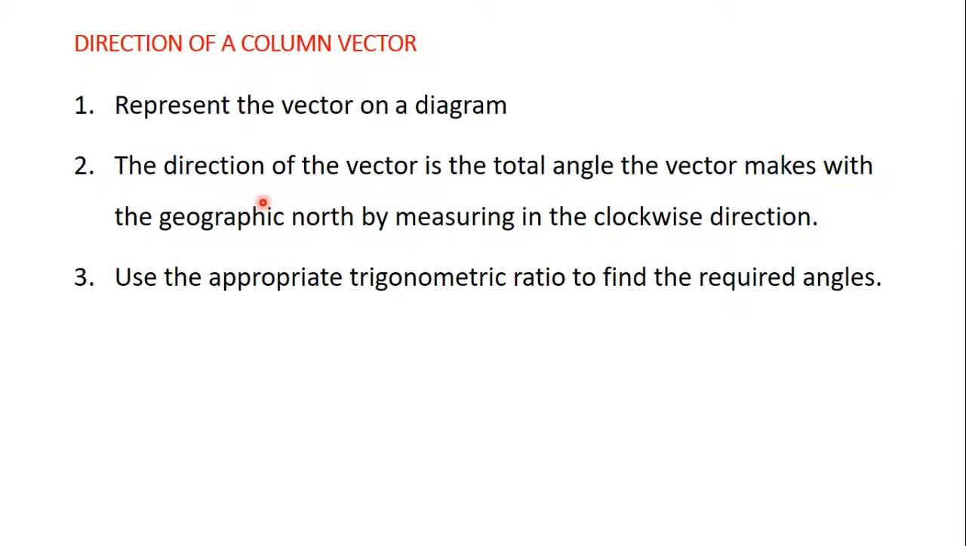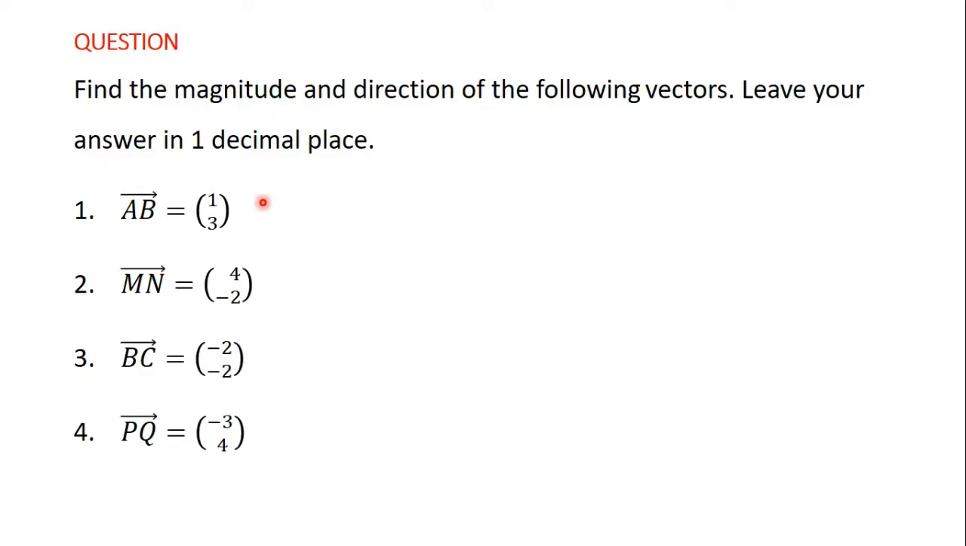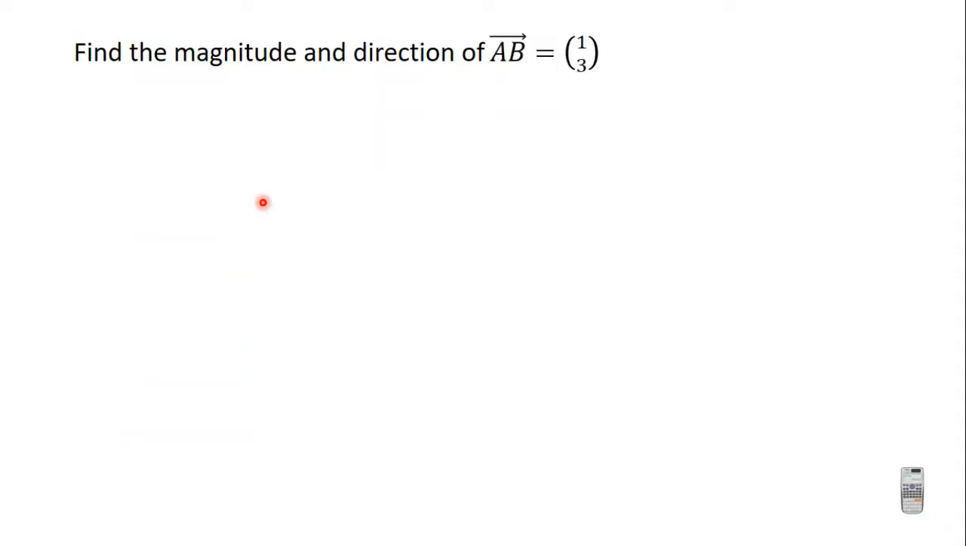Then we use the appropriate trigonometry ratios to find the required angles. So let's pick some questions and see how to do this. Find the magnitude and direction of the following vectors. Leave your answer in one decimal place. So you have been given 4 vectors and we are being told to find the magnitude and direction of each one of them. We will solve the first one in this video, then we will consider the others in the subsequent videos. So the first one is find the magnitude and direction of vector AB.